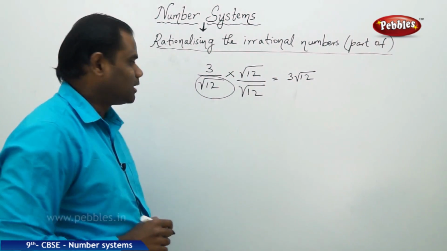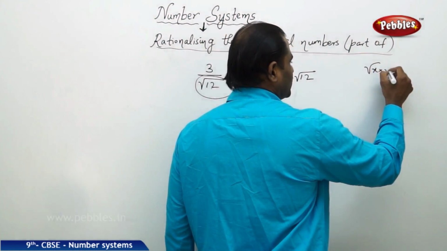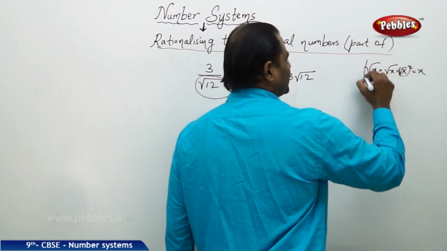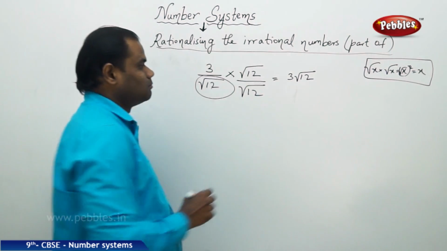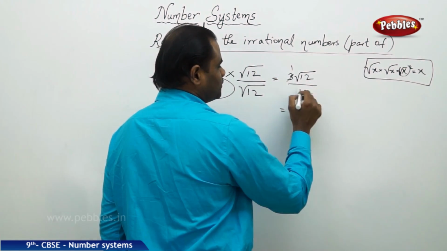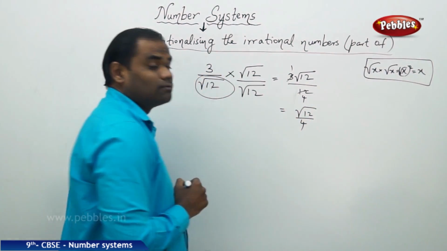So I get 3 root 12, and root 12 times root 12 is known from the property that root x times root x is root x whole square, which is x. Therefore root 12 times root 12 must be 12, and this can be simplified as 3 ones are 3, 3 fours are 12, root 12 by 4.